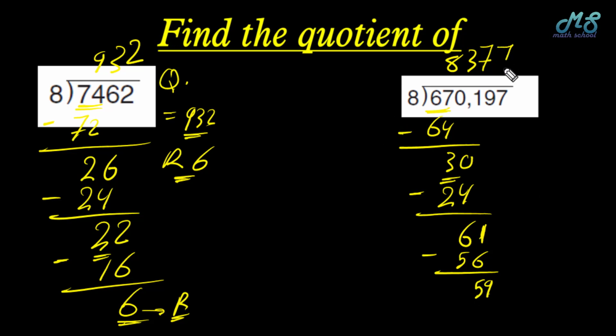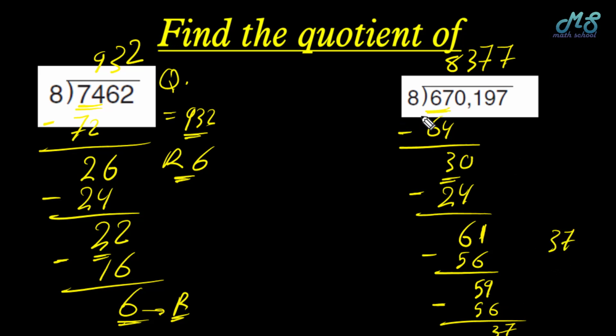Yes, equals 7. The same number. 7 times 8 equals 56. Draw a line and subtract. The difference will be 3. Don't forget to bring down the last digit, which is 7. So it will be 37.